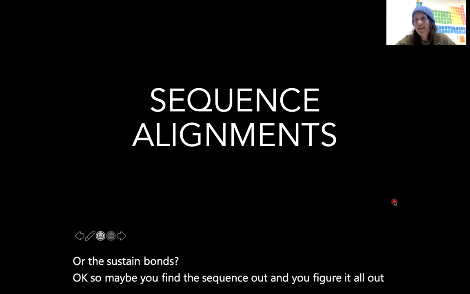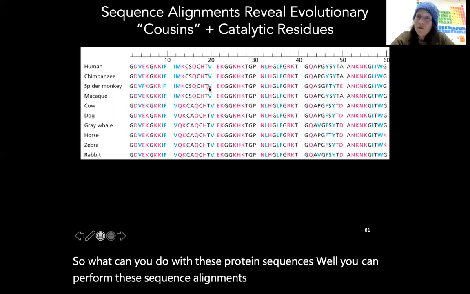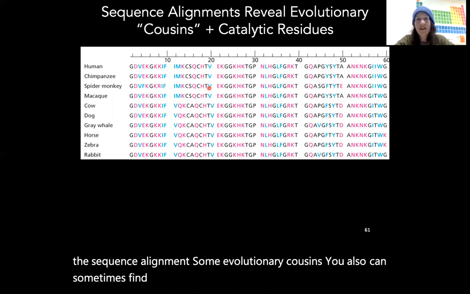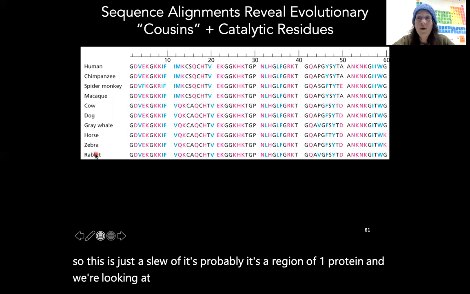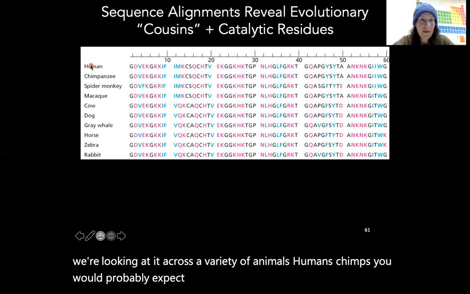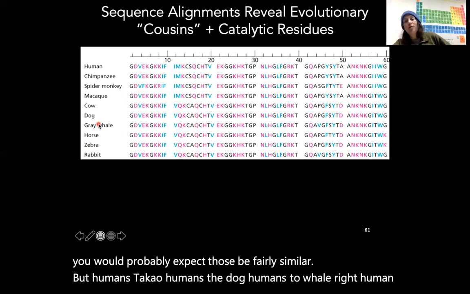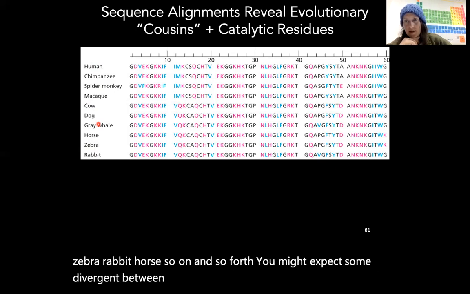So what can you do with these protein sequences? Well, you can perform sequence alignments, and you can reveal via these alignments some evolutionary cousins. You also can sometimes find catalytically important residues. So this is a region of one protein, and we're looking at it across a variety of animals. Humans, chimps, you would probably expect those to be fairly similar, but humans to cow, humans to dog, humans to whale, humans to zebra, rabbit, horse, and so on, you might expect some divergence in this protein.